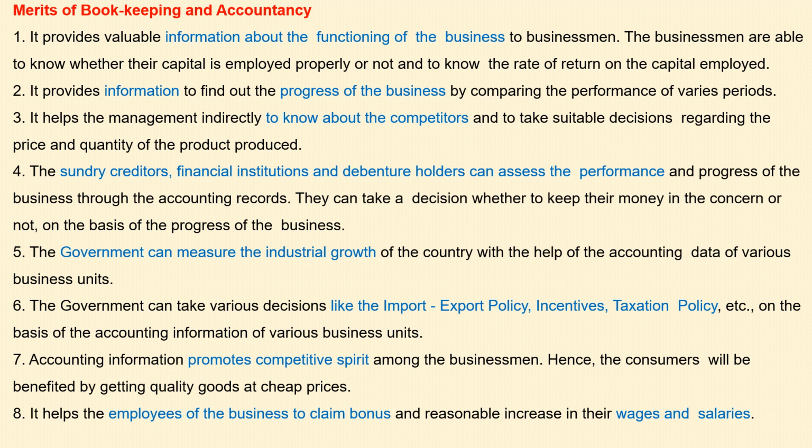Seventh one, the accounting information promotes competitive spirit among the businessmen. Hence, the consumers will be benefited by getting quality goods at cheaper price. Since competitive pricing is created, all companies try to reduce the cost of production, and the benefit is transferred to consumers. Eighth one, it helps the employees of the business to claim bonus and reasonable increase in their wages and salaries. This is possible only when the final accounts are disclosed.